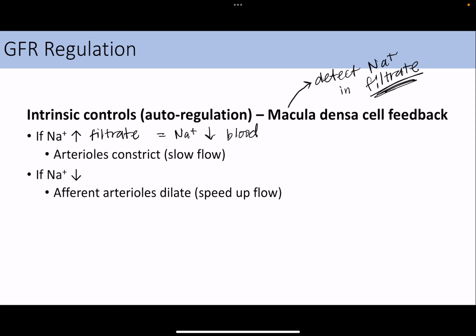Okay, on the opposite end, if we have not enough sodium in the filtrate, that means we have too much sodium in the blood. And so what we do is we dilate those afferent arterioles to speed up flow, to not give those cells as much time to reabsorb even more sodium. We want to push it through so that everything gets filtered out and a lot of it stays in the filtrate.